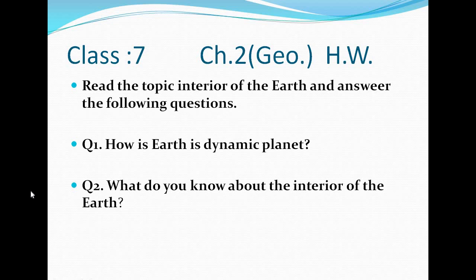Now the next question you have to do: what do you know about the interior of the earth? We have already discussed the three layers of the earth, so in this answer you will describe all three layers of the earth. In this way our today's topic is completed, and tomorrow we will meet again with the next topic of this chapter, that is rocks and their types.